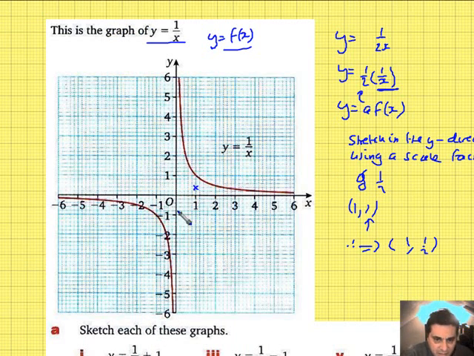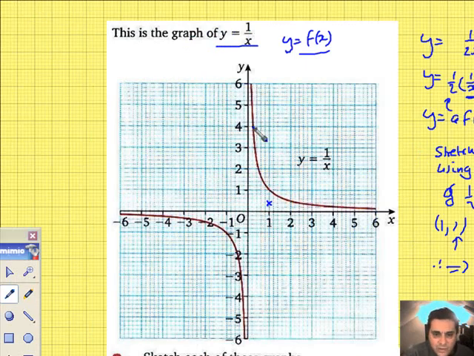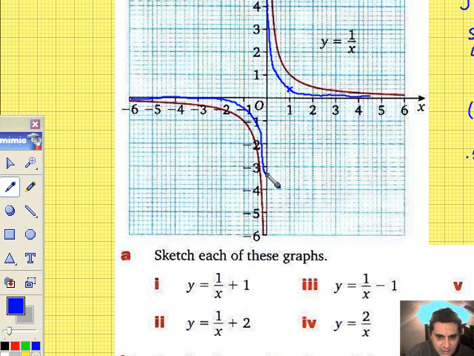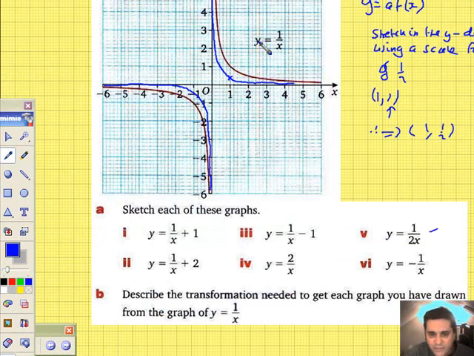So 1 half is about there, and effectively what I've got is something like this. It comes on the inside of the function and does that and works towards the x-axis as shown. In the same way it'll do something like that and come towards the y-axis like that. So whereas before I had a stretch away from the axis, here I have a stretch in towards the axes.